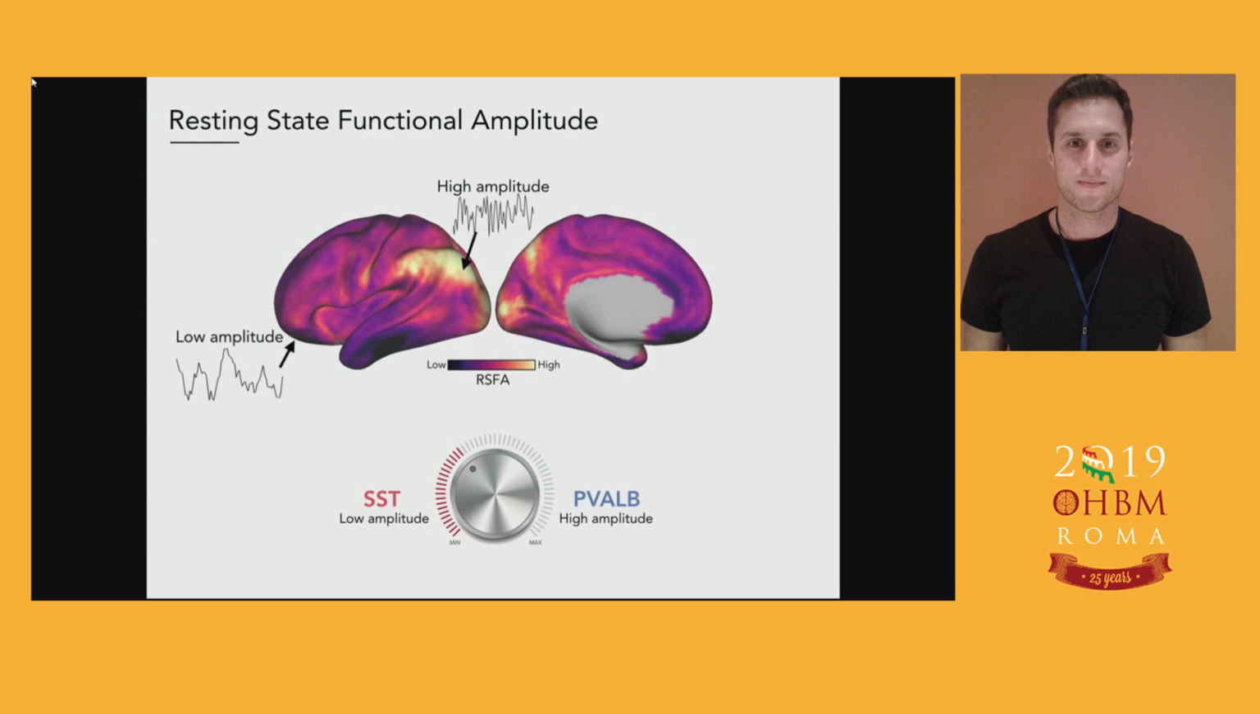And again, we think that the relative ratio of somatostatin to parvalbumin may be a key evolutionary innovation that allows for this specialization of signals across cortex.